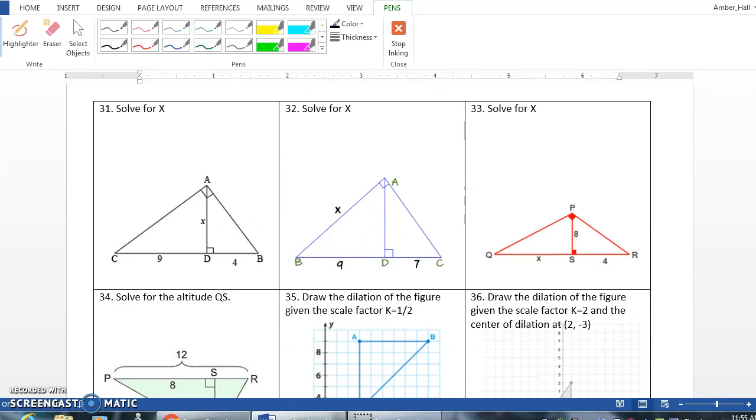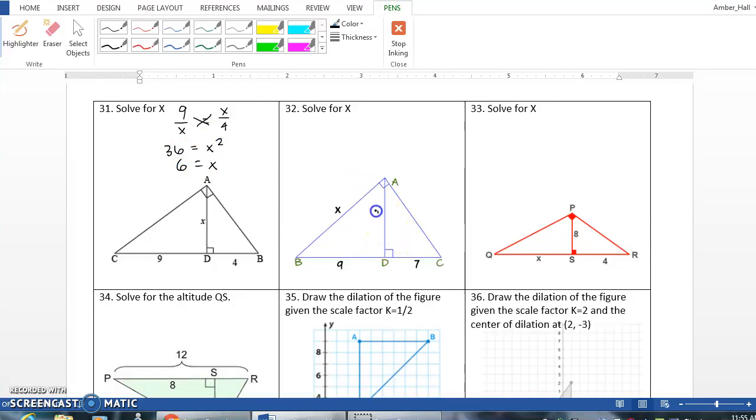31, solve for x. This is what we did on the last day, so it's going to be side 1 over the altitude equals the altitude over side 2. 9 over x equals x over 4. Cross multiply. 36 equals x squared. 6 equals x.